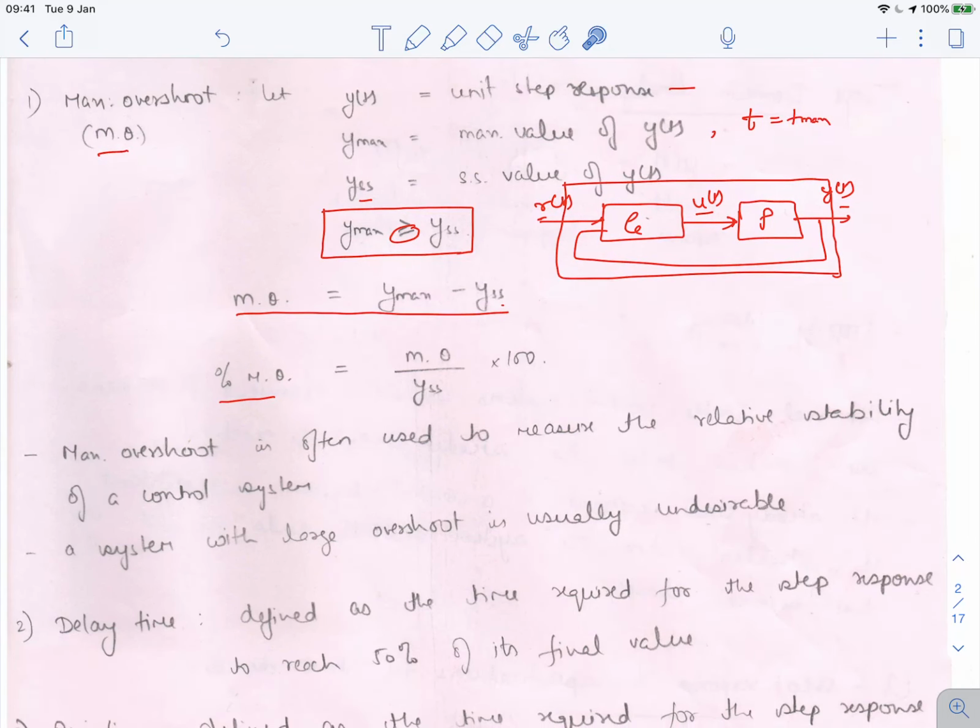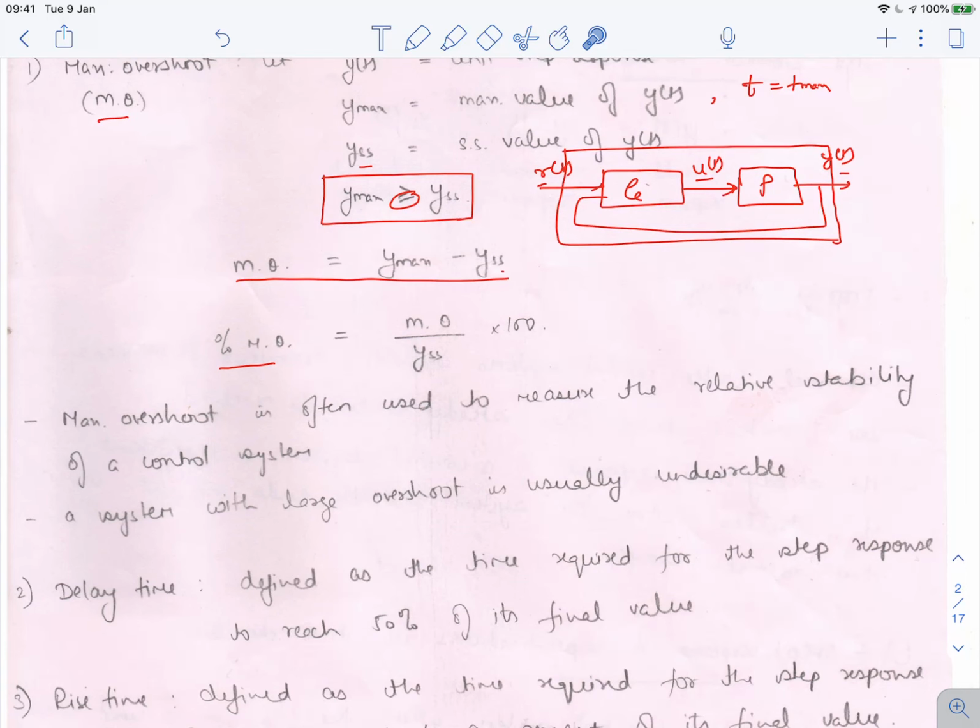So a system with large overshoot is usually undesirable, and the reason for this is, let's see.